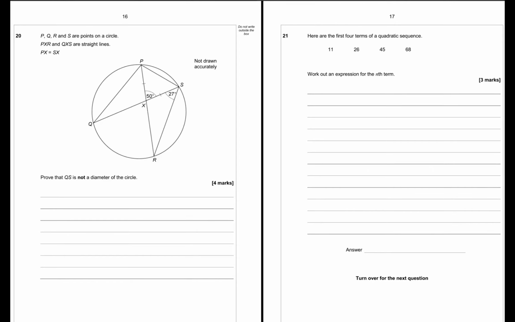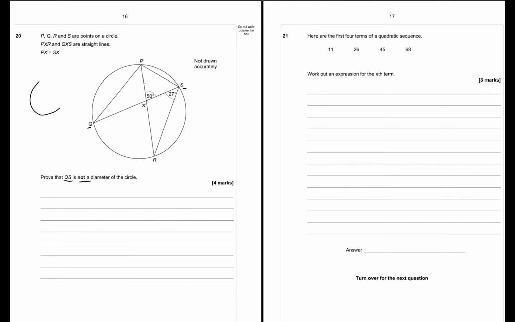Okay, question 20. P, Q, R and S are points on a circle. PXR and QXS are straight lines. And we know PX equals SX. So we want to prove that QS is not a diameter of a circle. So Q to S, we want to show this is not the diameter of a circle.